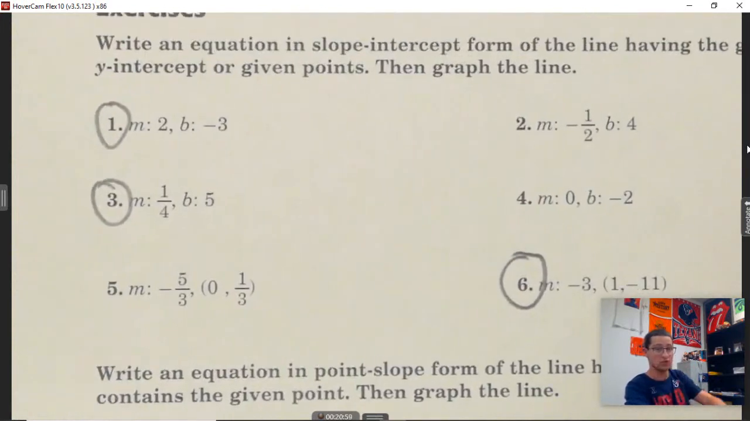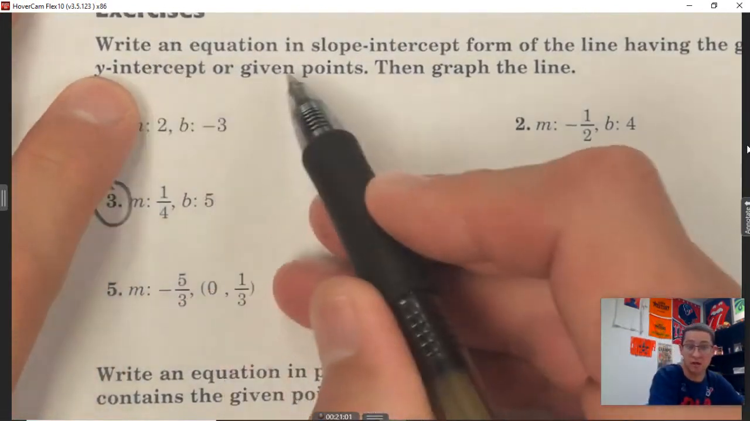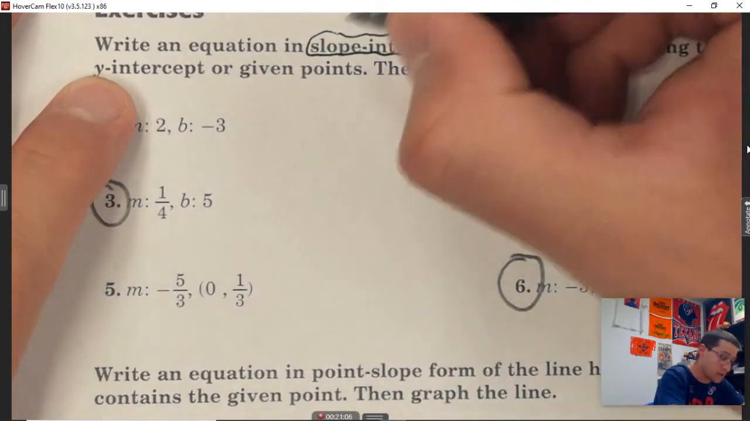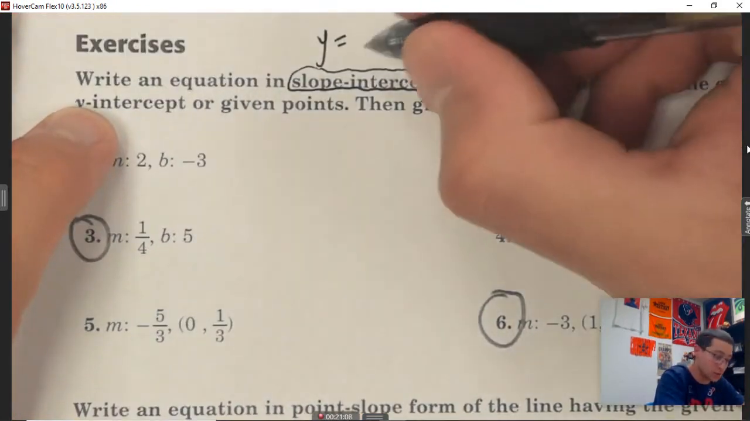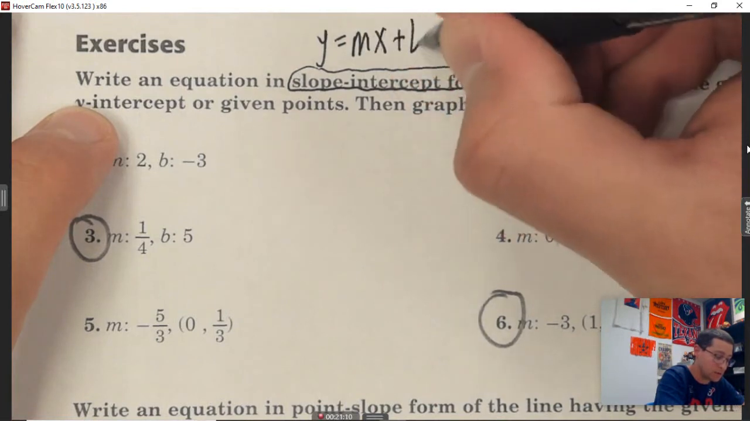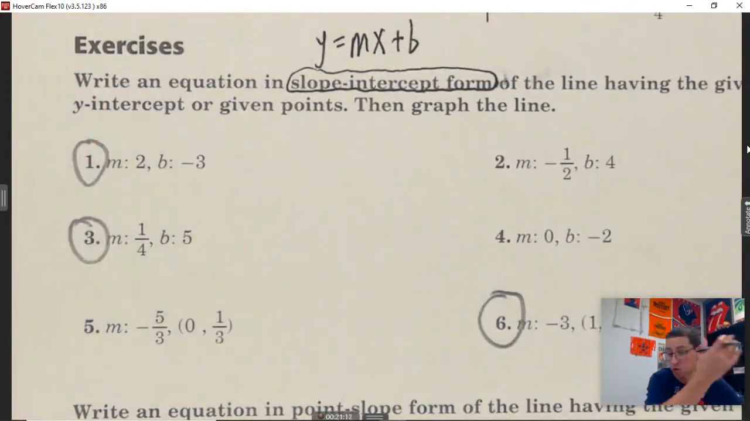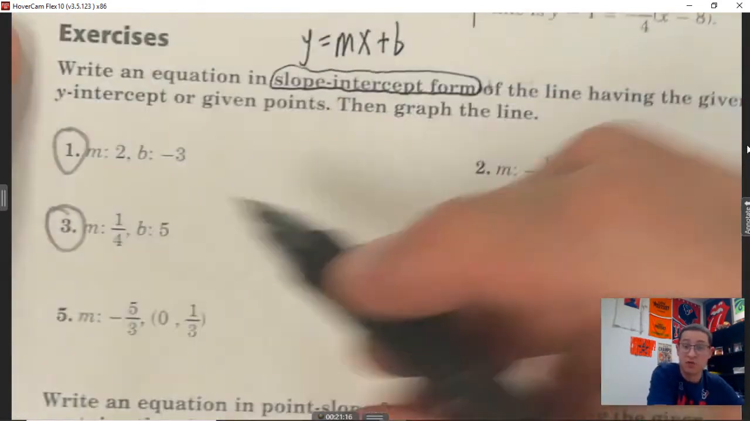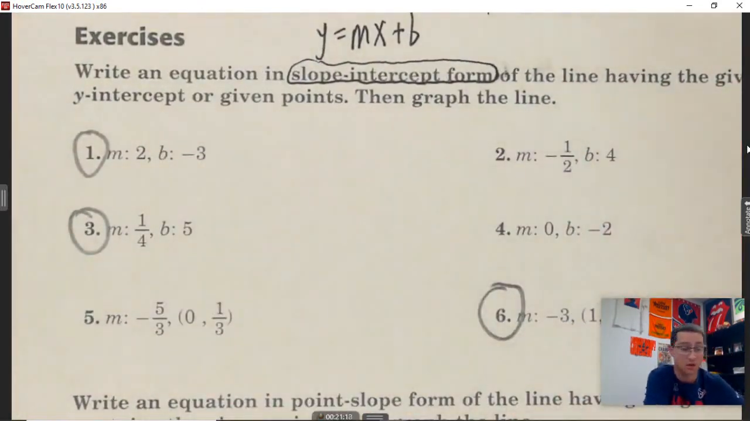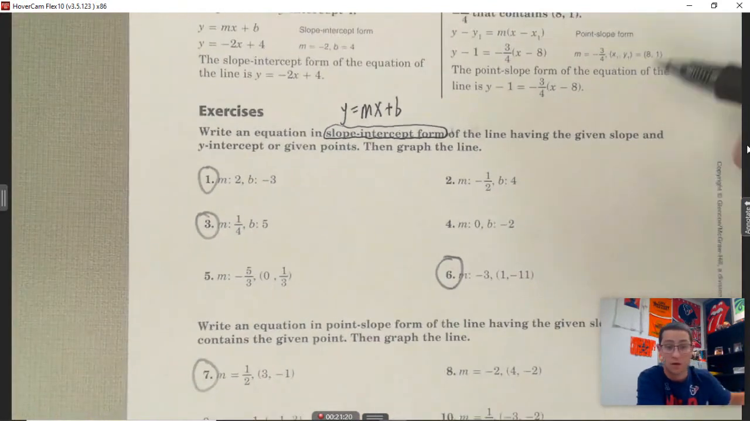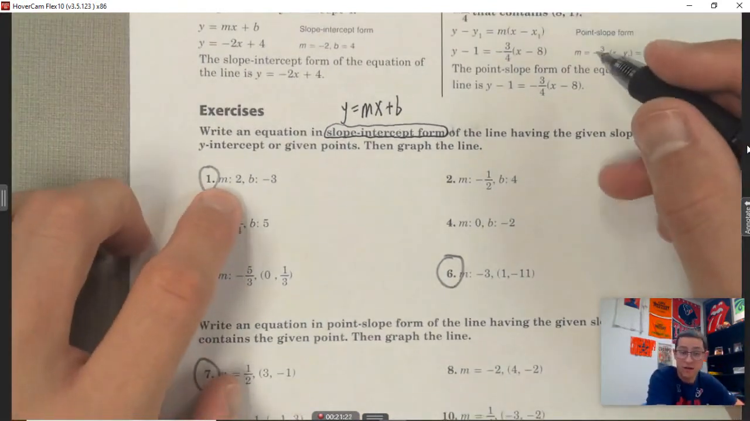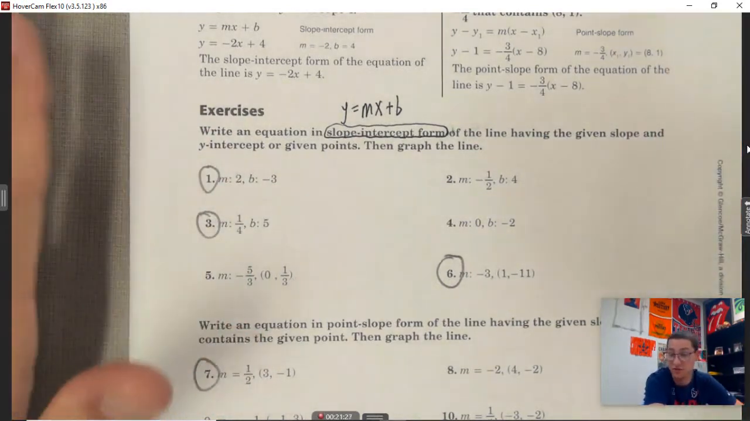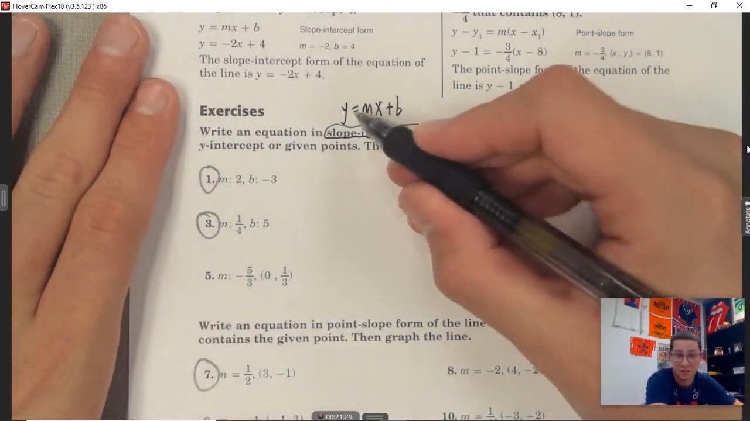All right, equations of lines. Here are the instructions. Write an equation in slope-intercept form. That's y equals mx plus b, as a reminder, where m is your slope and b is your y-intercept. And then graph the line. So this is where we'll practice our graphing. For number 1, it gives you m and it gives you b. It just gives it to you. You literally write it into that formula.